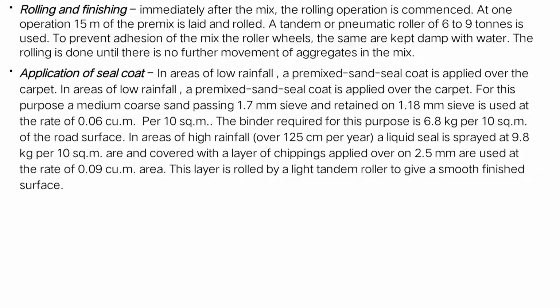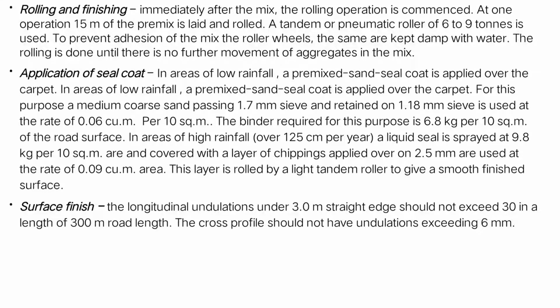In areas of high rainfall, a liquid seal is sprayed at 9.8 kg per 10 square meter and covered with a layer of chipping passing a 2.5 mm sieve, used at a rate of 0.09 cubic meter per 10 square meter area. This layer is rolled by a light tandem roller to give a smooth finished surface. Then comes the surface finish.